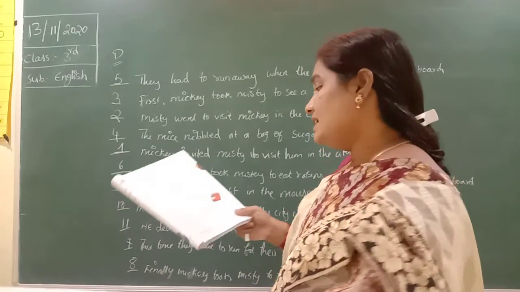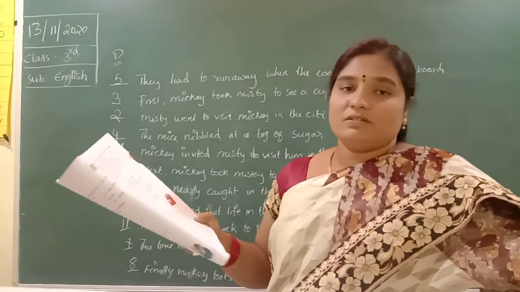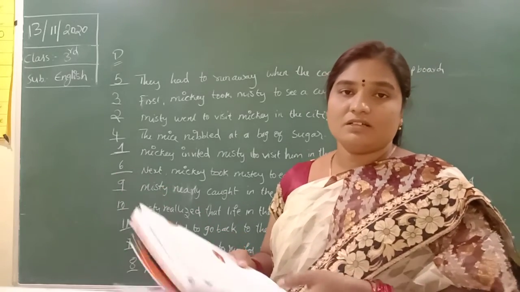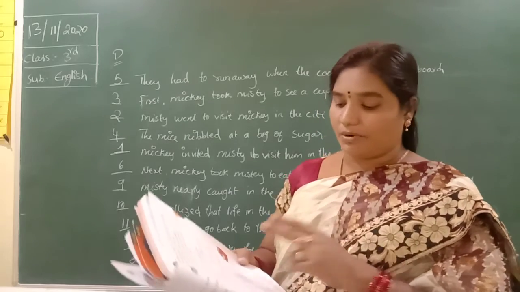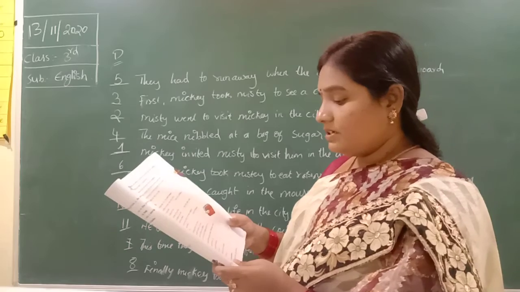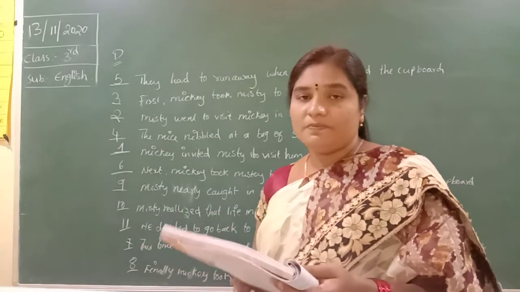Homework is to complete the E and F bit. You should see how I live. These are the sentences. Who says to whom? Understand? Mickey to Misty or Misty to Mickey. You have to write it. Okay? You must come to visit me. That is Mickey to Misty.